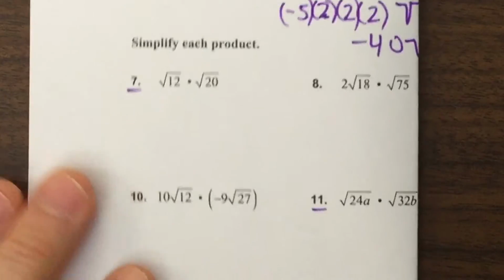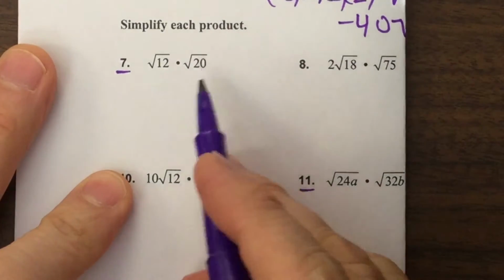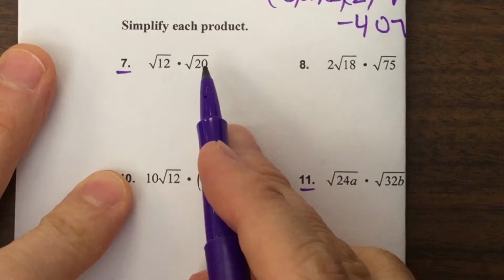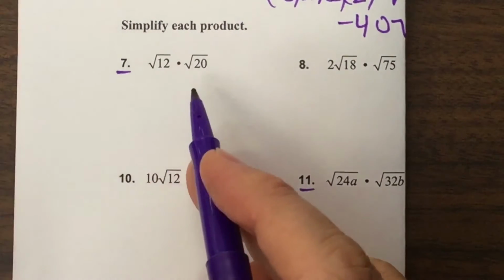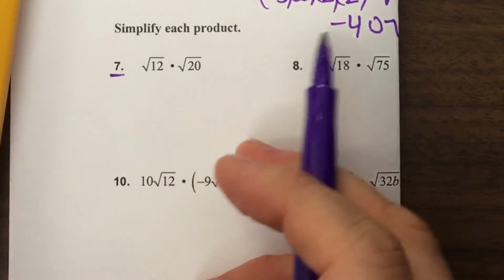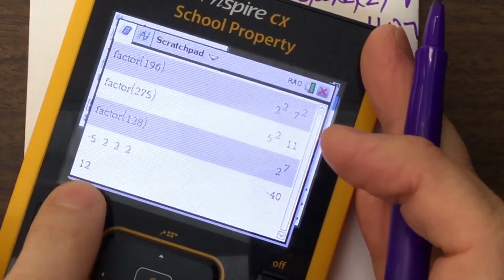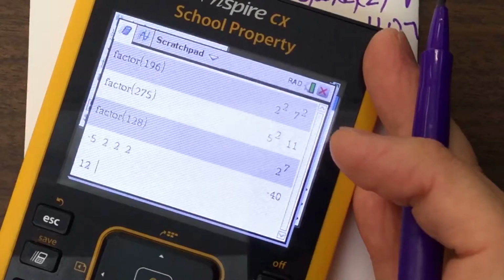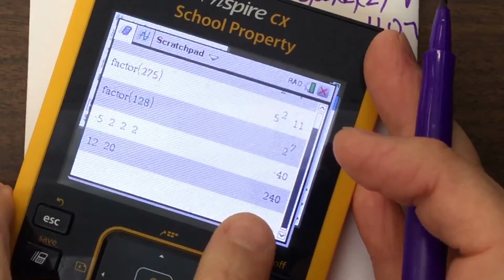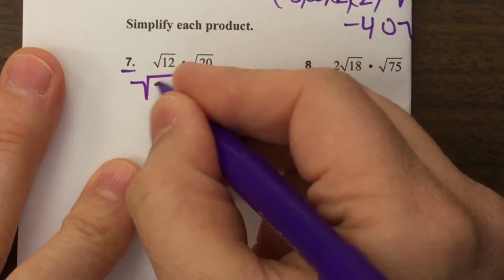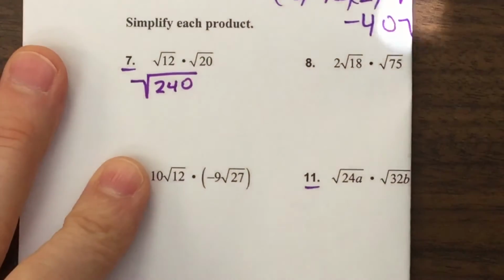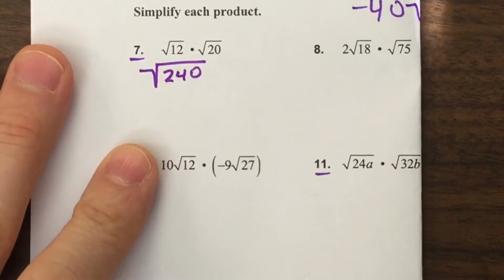Okay, basically these are the same, except now you need to multiply these together and get the answer underneath the radical. So I'm going to do 12 times 20. Notice when I'm typing it in, I'm not putting square root of 12, just 12 times 20. Real easy. I get 240. So what that means is I'm dealing with the square root of 240. Now I proceed just like I did on the previous problems.